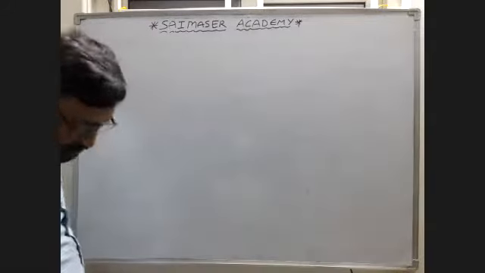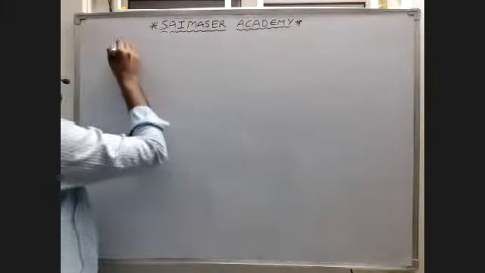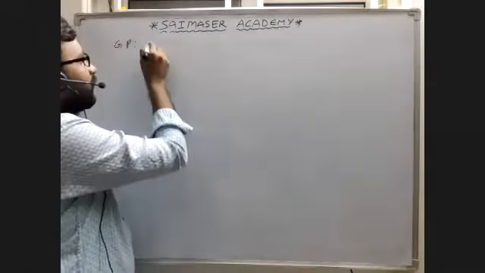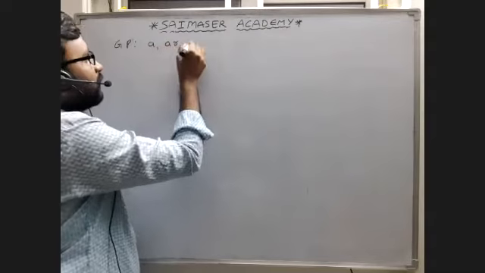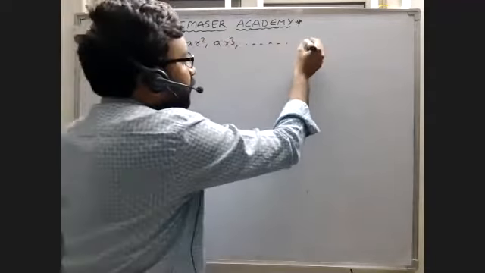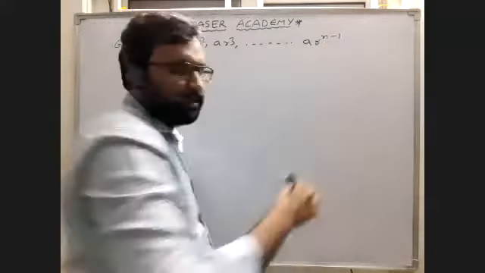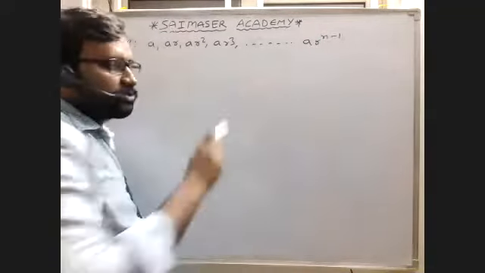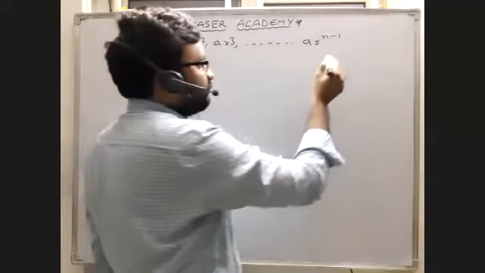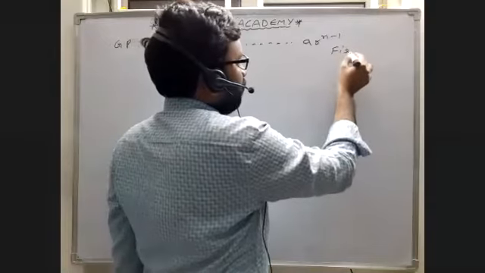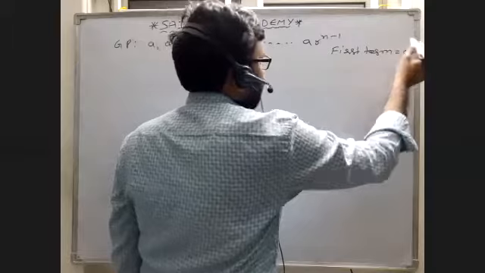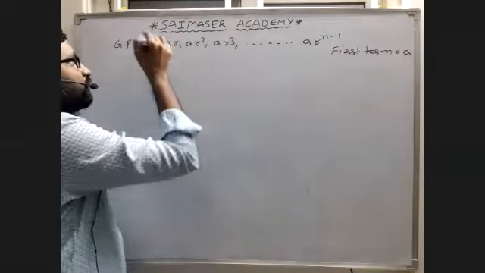What is the GP series? The GP series, once again I am writing: A, AR, AR square, AR cube, and so on, AR power n minus 1. This is the last term, and also we can say general sum. First term is what? A. First term is A.